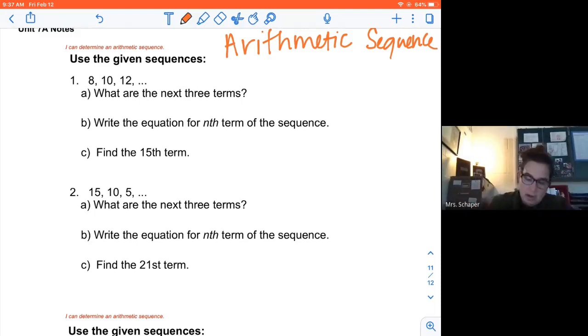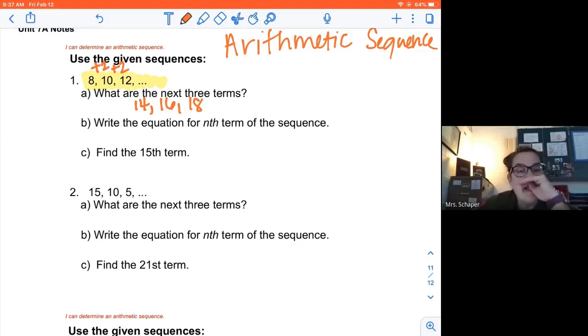So here we go. Given this sequence right here, 8, 10, and 12, and so on, what are the next three terms in the sequence? When I look at this sequence, I see that we're adding 2 every time. So I'm going to continue to add 2. 14, 16, and 18. Okay.